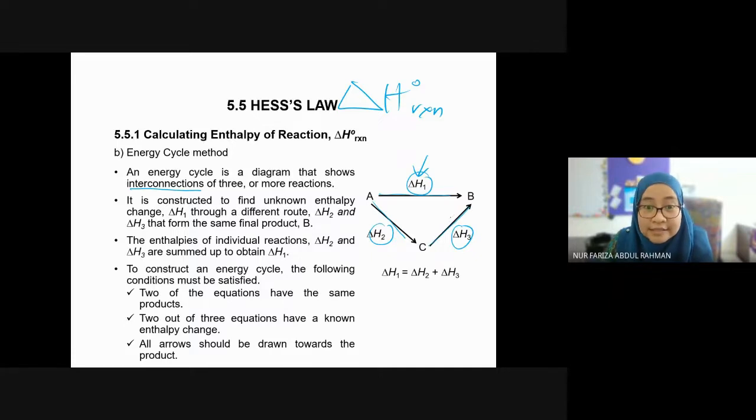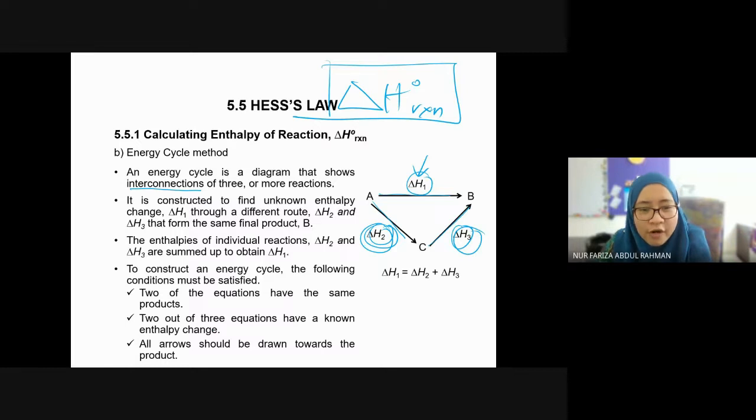They are interconnected. Okay? So to construct an energy cycle, the following conditions must be satisfied. Two of the equations have the same product. Dia mesti related lah. 2 out of 3 equations have a known enthalpy change. Dia mestilah ada delta H sebab we want to find this. Imagine if we don't have these two, how do we find this enthalpy change of reaction? Kita tak ada information yang cukup. And all arrows should be drawn towards the product.